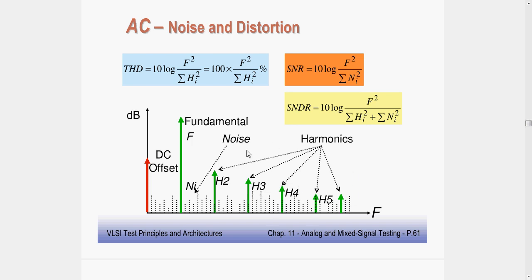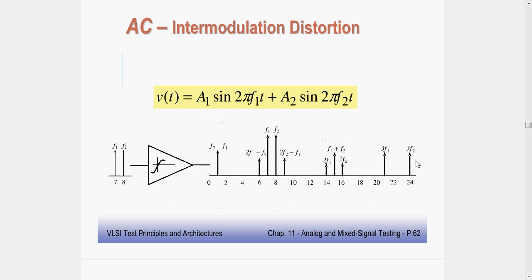Next is intermodulation distortion. Intermodulation distortion is caused due to the clips within the circuit.